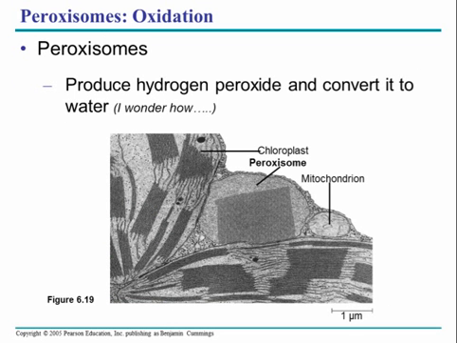Then we have peroxisomes, another kind of lesser-known organelle. But peroxisomes help with metabolic reactions and detoxification. They actually produce hydrogen peroxide as a byproduct of some of these reactions. And they end up converting it to water. You probably know how.